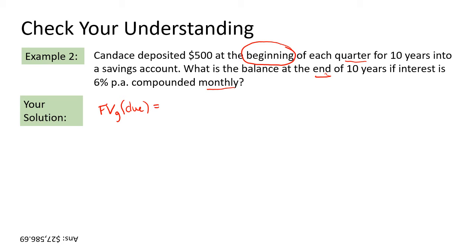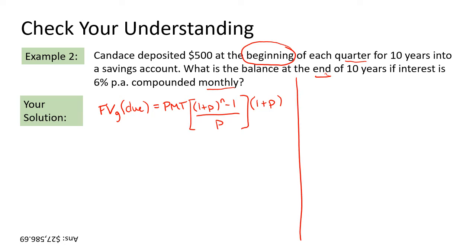So again, now that we know we're looking for the future value, we can start with the formula. Payment times 1 plus that equivalent interest rate, P, to the exponent n minus 1, divided by the equivalent interest rate, P, times this additional interest factor, 1 plus P. Now again, starting with a list of the items that we know, her payments were given in the question. They were $500 each quarter.